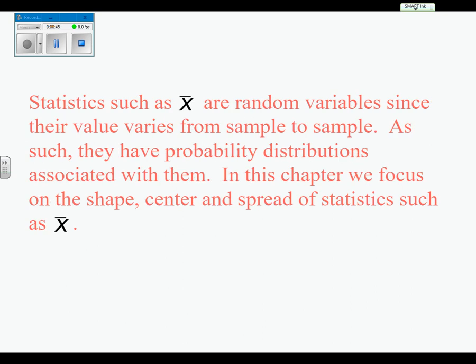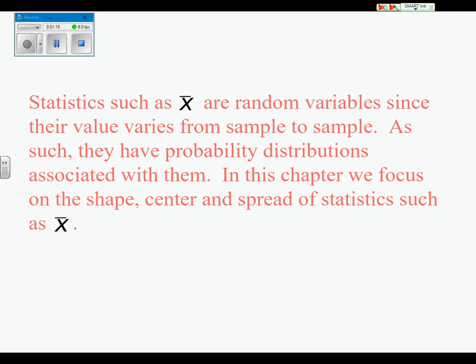Statistics such as x bar are random variables since their values vary from sample to sample. Anytime I take the average height of 5 students, I'm not expected to get the same x bar each time. And since I don't get the same thing each time, they have probability distributions. So in these next two lessons, we're going to focus on being able to describe their distributions.